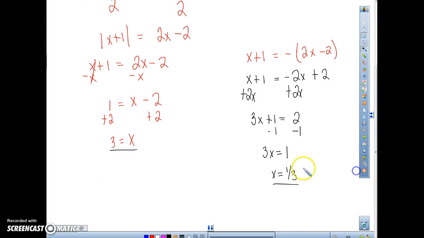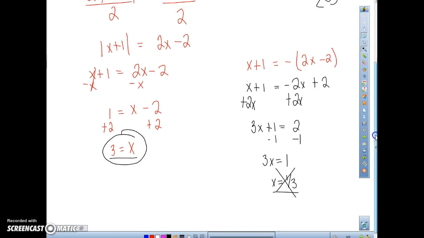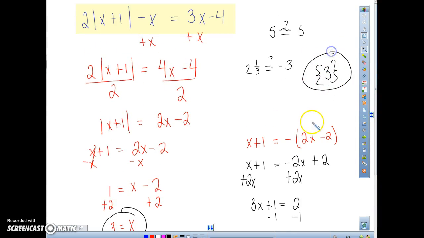So the 1/3 is not an option because it doesn't make it true. The 3 is our only answer. So 3 is what you would write down. 1/3 does not work.